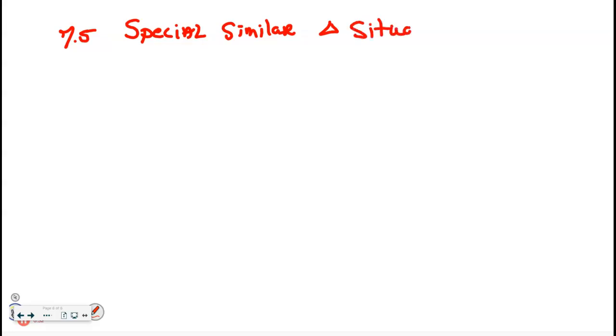Alright, this is the last part of getting stuff on your note card. It will be just a little clip on what you might want to get on your note card for section 7.5. And I like to call this one special similar triangle situations. And there's 3 of them.